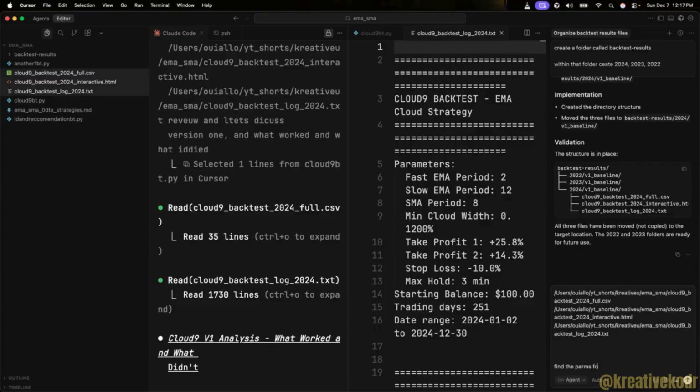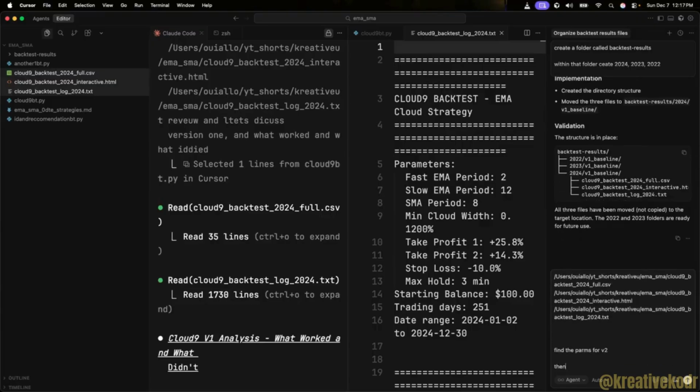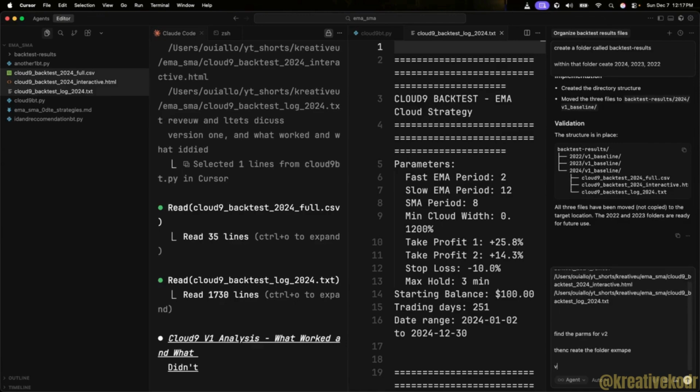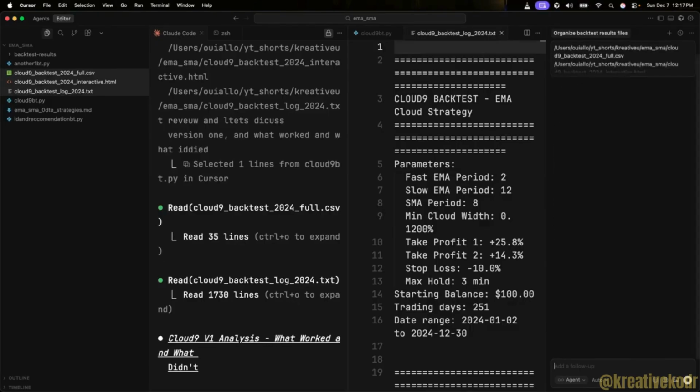Find the params for V2. Then create the folder, example, V2, updated params here. Then move the files to 2024.